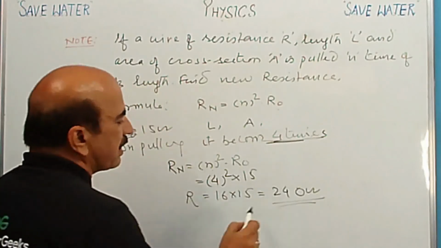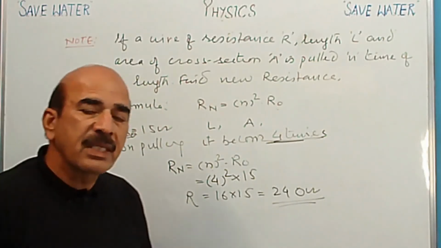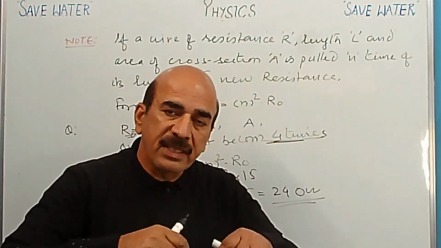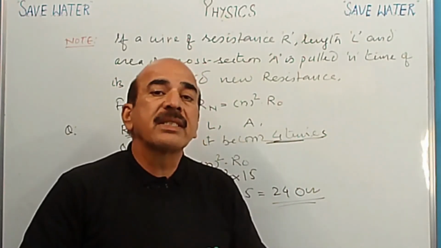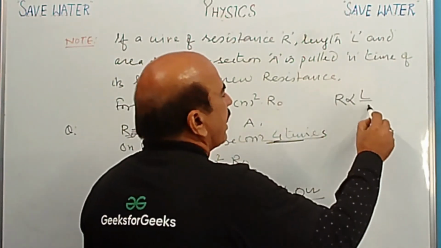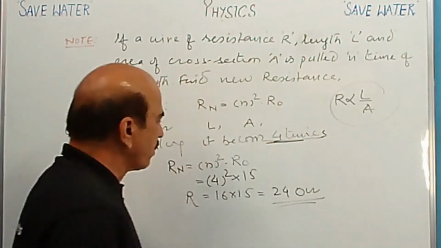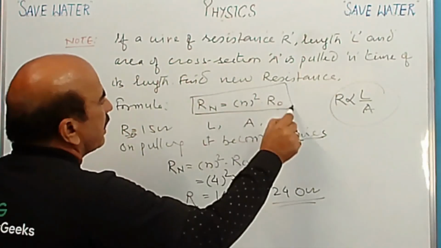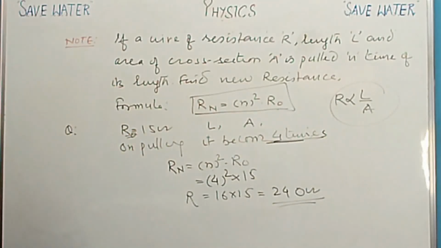So the new resistance will increase. We have discussed that when we increase the length of the conductor and the area of cross section decreases, resistance is increased, because resistance is directly proportional to length and inversely proportional to area of cross section. So this is a very important formula which helps us solve questions quickly in exams.